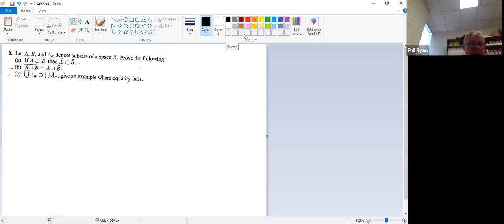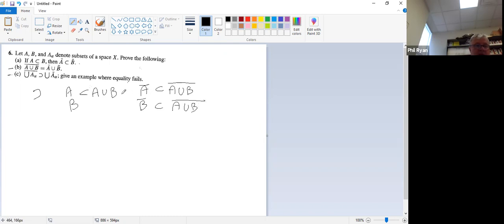Okay, let's show that the closure of the union equals the union of the closure. This way is easy because if A is contained in A union B, then A closure is contained within that closure, and it's the same for B. So B closure is in that. So straight away we have that the union of the closures is contained within the closure of the union.